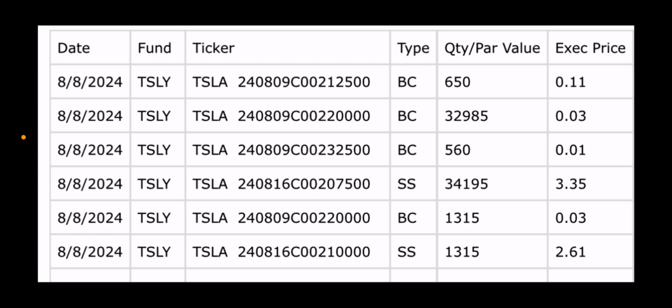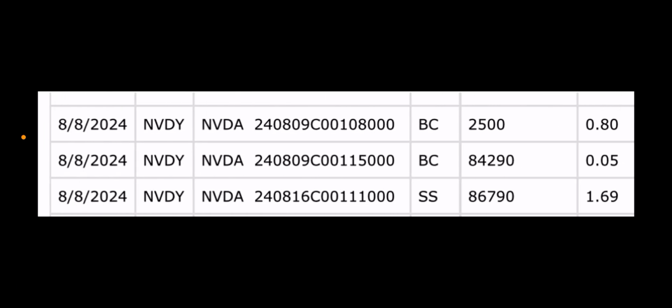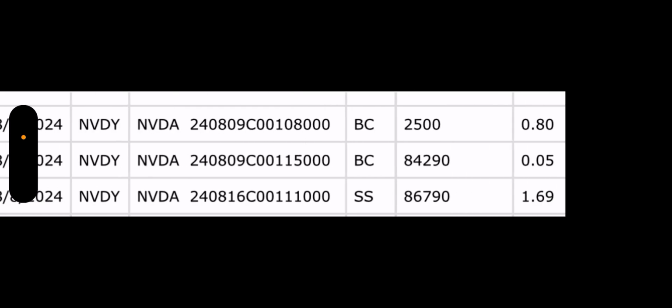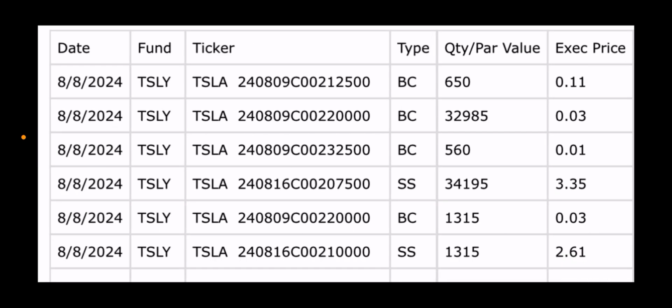All right, so anyway, as far as trades are concerned, TSLY had a trade. NVDY had a trade and CONY had a trade. MSTY did not have a trade. Thank God, because with MSTY, I finally figured out the whole forward split issue. It was something with my spreadsheet. But anyway, I'll show you at the end.